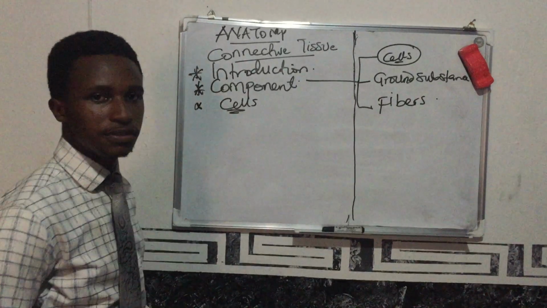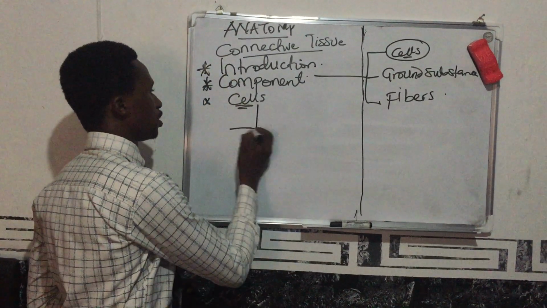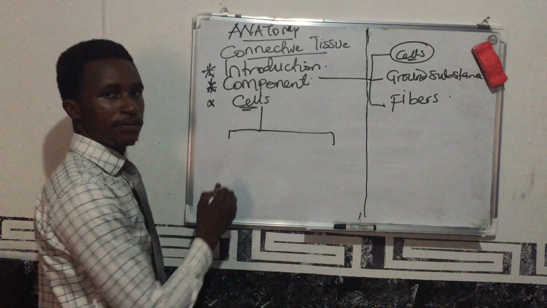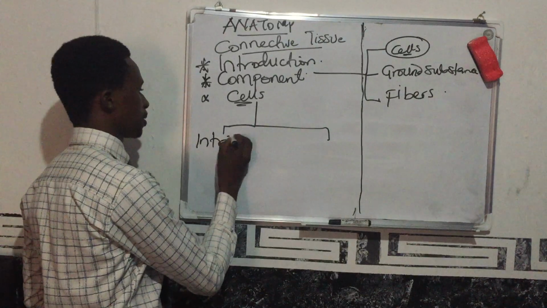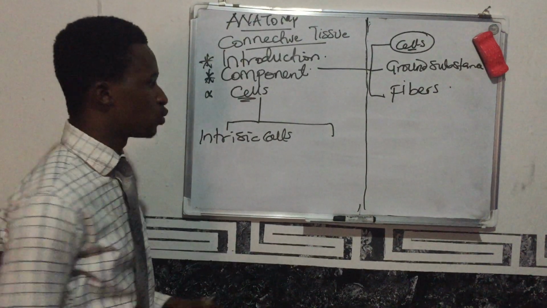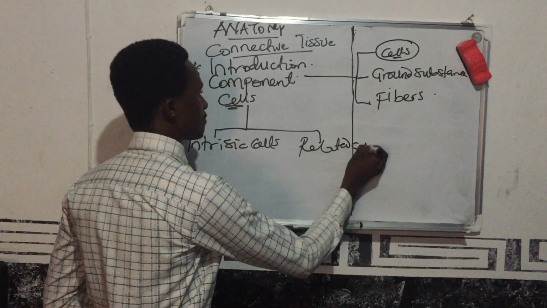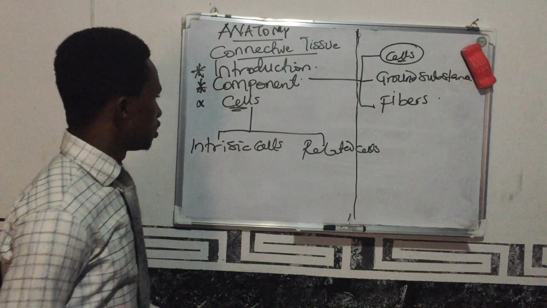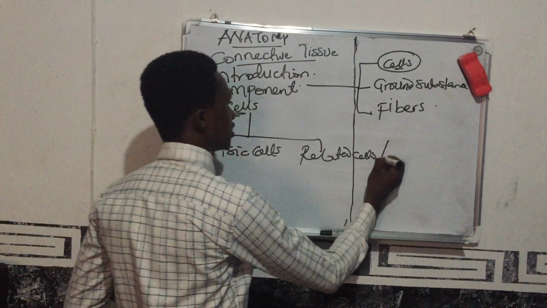The cells of connective tissue can be divided into two. The first is what we refer to as the intrinsic cells, and the second is what we refer to as the related cells. The related cells are also known as the migrant cells.